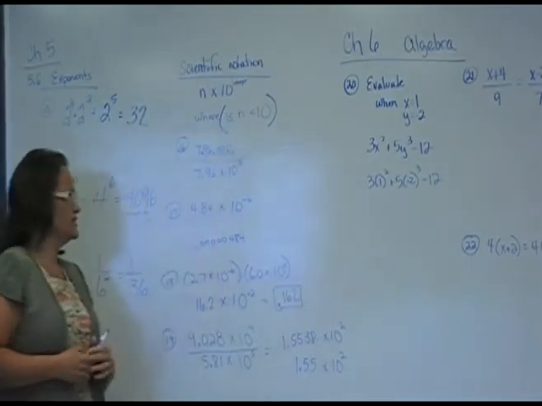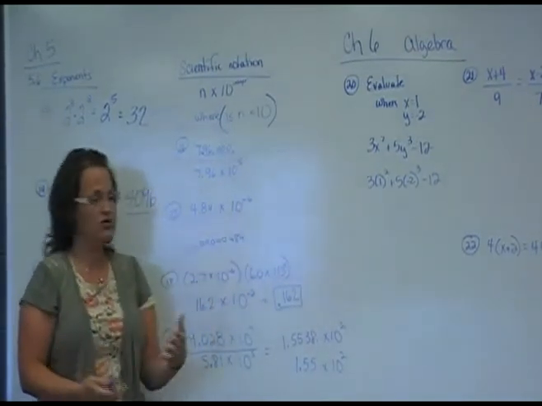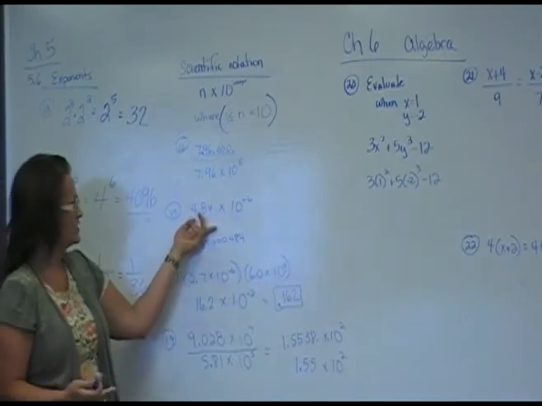Okay, number 17, do the opposite. It's in scientific notation and we want to take it out. So again, you can just do this on your calculator.